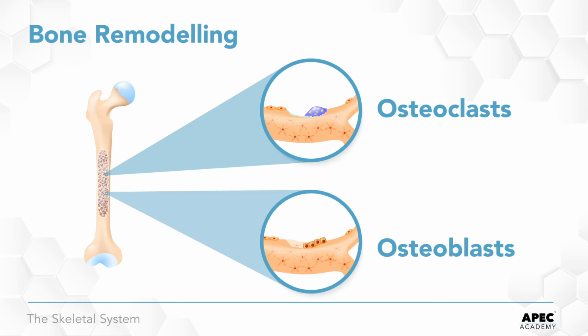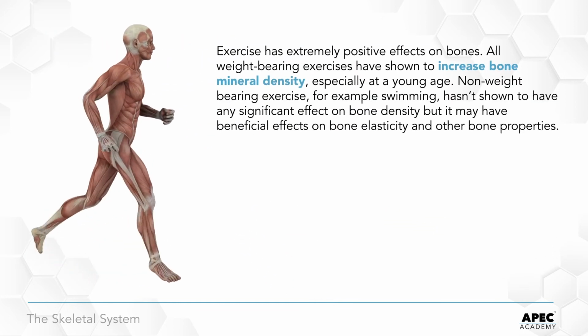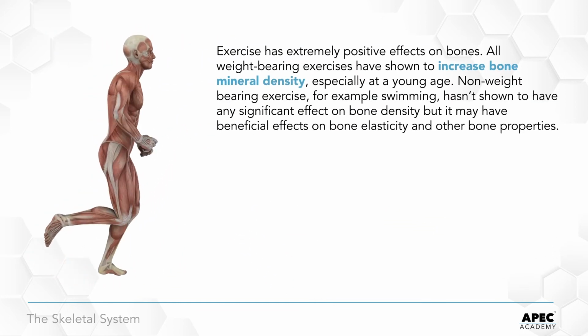Then, as we age, our body is unable to produce as many osteoblasts, which means that we are unable to constantly produce healthy bones over time. As a result, the osteoclasts break down more bone than the body can form, and therefore our bones become weaker and more fragile over time. This is why the older you become, the more susceptible you are to breaking a bone or developing osteoporosis as your bone density decreases. Exercise has extremely positive effects on bones.